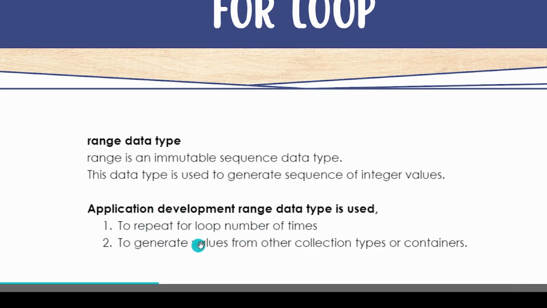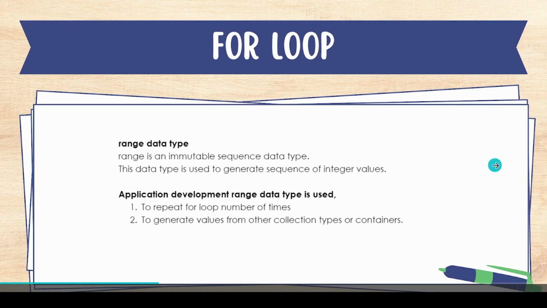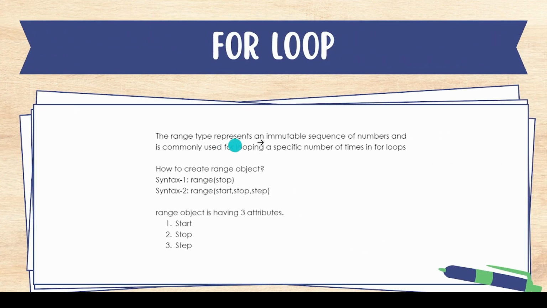It is also used to generate values from other collection types or containers. In this case we can use the range data type. I will give you the example, don't worry. So the range data type represents an immutable sequence of numbers and is commonly used for looping a specific number of times in a for loop.